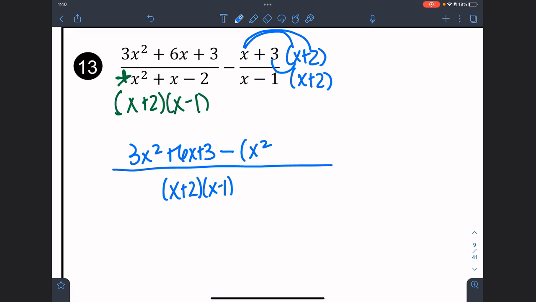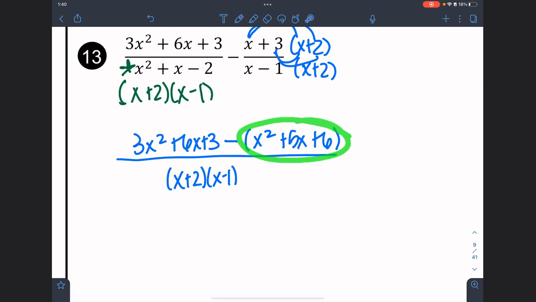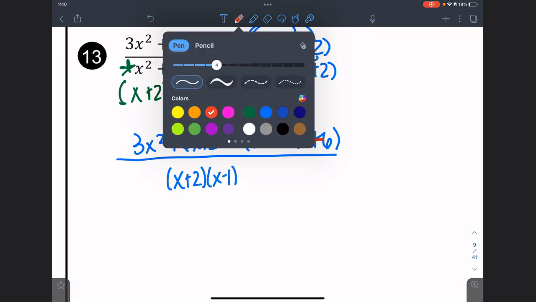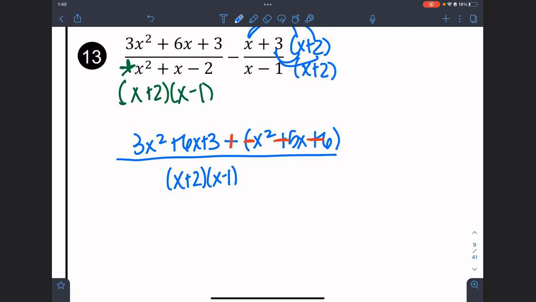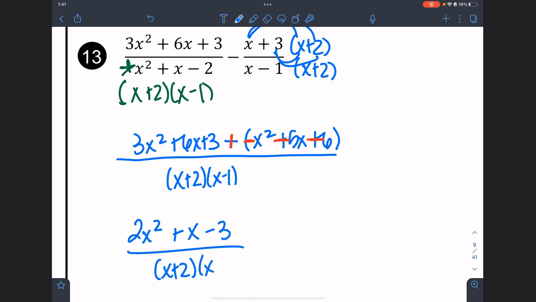I think I might have said that weird. But anyways, 3x plus 2x is 5x. 3 times 2 is 6. Okay? Again, all of this is being subtracted, though. Please pay attention to that. So when I combine like terms, this is really minus x squared minus 5x minus 6. All right. So I get 2x squared. 6x minus 5x is 1x. 3 minus 6 is negative 3. All over my common denominator.